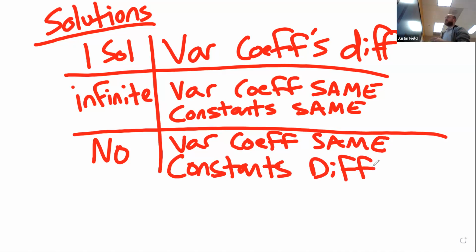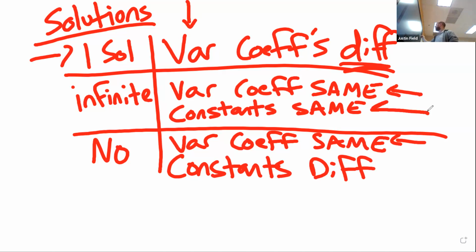All right, so we're gonna do the challenge exercise now. The first thing I'm gonna look at is those variable coefficients. If they're different, then I know the answer is one solution. I don't even need to solve it. But if the variable coefficients are the same, then I'm gonna look at the constant terms. If the constant terms are also the same, I know there's infinitely many solutions. And if the constant terms are different, I know there is no solution. All right, so let me show you that.